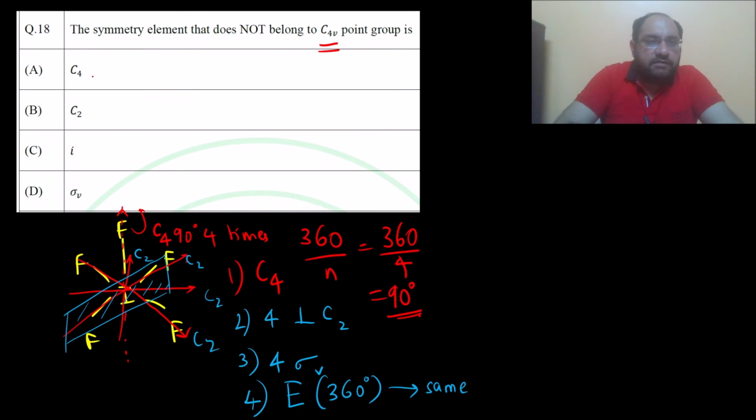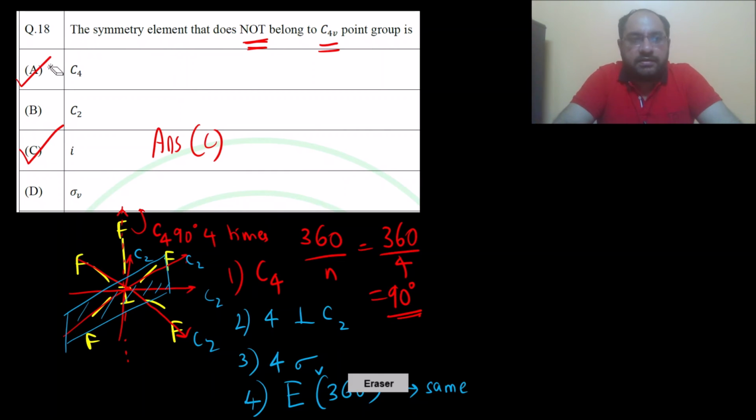So what all are present? C4 is present, C2 is present, sigma V is present. Which is not present? The answer is option C. So it is very important to read the question. In a hurry, if you miss the word "does not", you will quickly mark answer A, that C4 is present, and that will be incorrect.